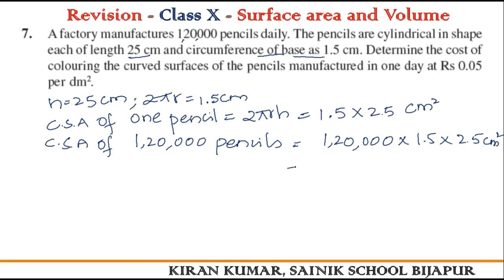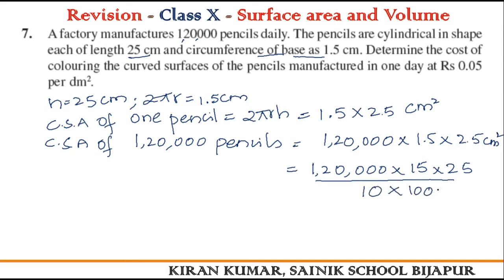So this becomes 1,20,000 into 15 into 25 divided by, this will be divided by 10, divided by 10, it becomes 100. One more 10 I will convert, this becomes decimeter square. So 600 into 75 decimeter square.